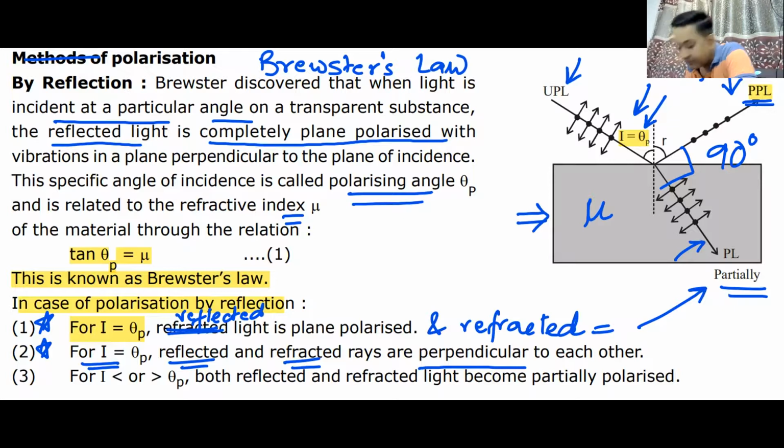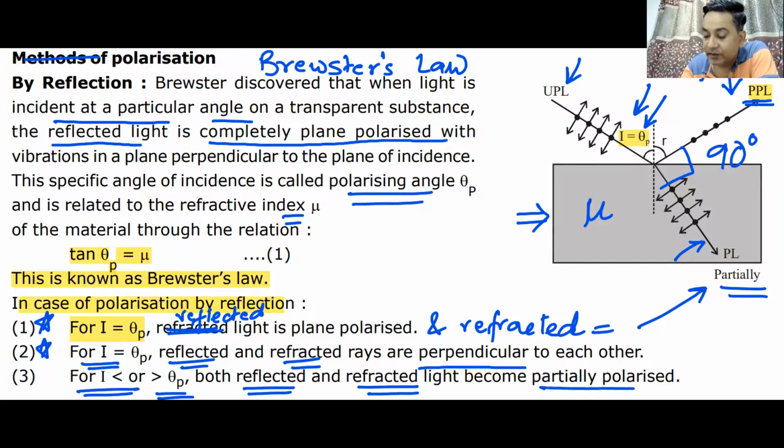Yes, sir. The third one: if the angle is less than or more than the polarizing angle, both reflected and refracted light will become partially polarized and the angle will not be 90 degrees. The angle will only be 90 degrees when the angle of incidence is the polarizing angle. This is what you need to note down about Brewster's law, and I'll give you a minute to note it down.